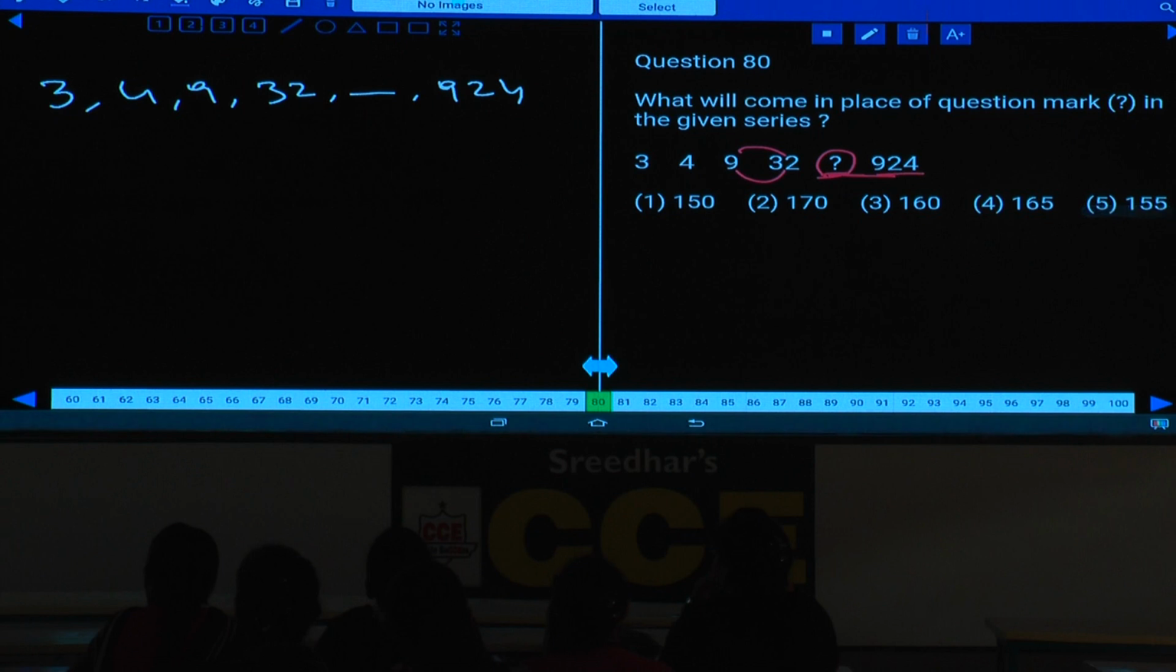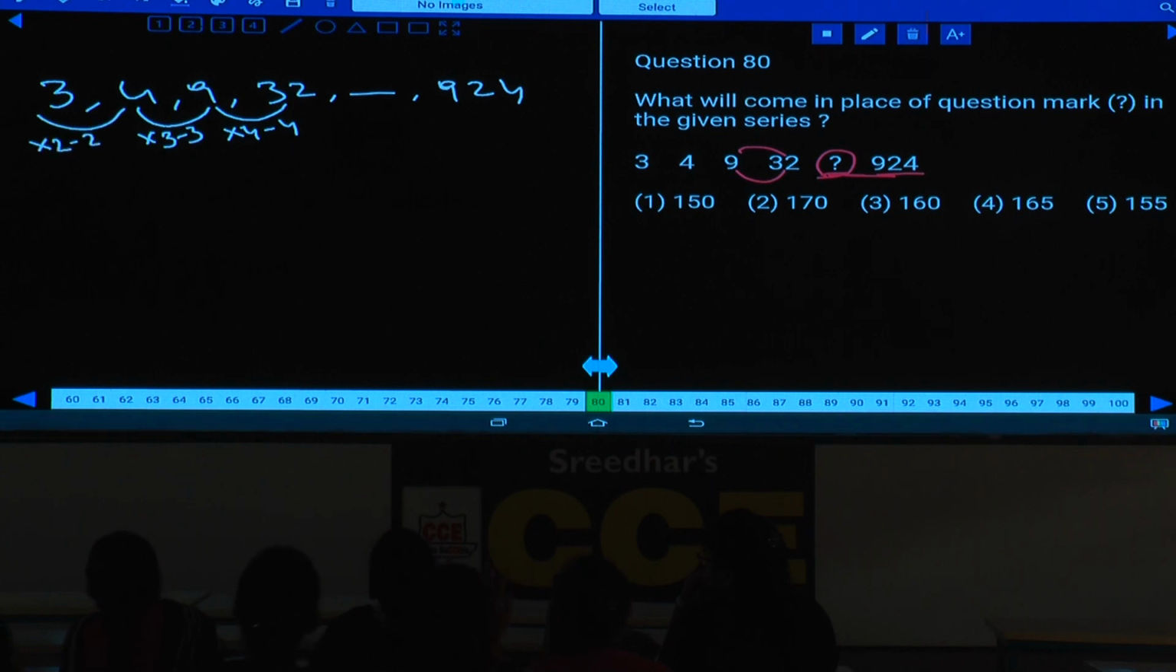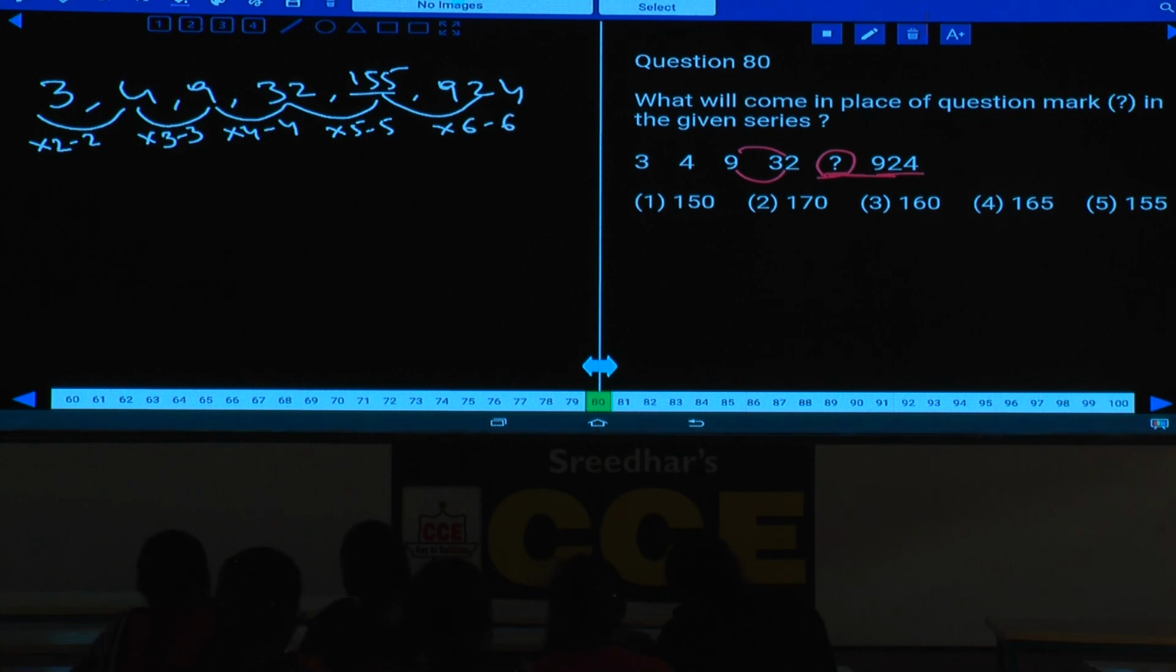So how can you write 9 and 32? 9 into 4, 36 minus 4 is 32. Then this one: 3 into 4, 12, minus 3 is 9. Now 3 into 2, 6 minus 2, into 2 minus 2, into 3 minus 3, into 4 minus 4, into 5 minus 5. 32 into 5 is 160, minus 5 is 155. And the next one, 155 into 6 minus 6: 155 into 6 is 930, minus 6 is 924. Then what is the wrong number here? 155 is the wrong number.